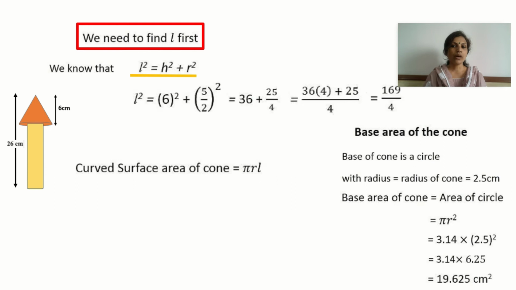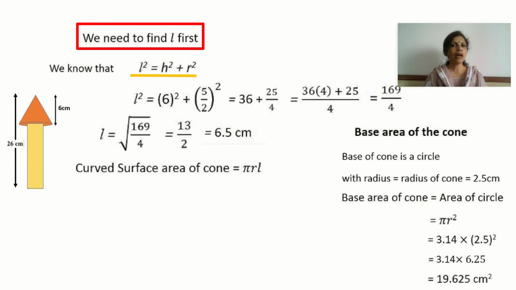You get 169 upon 4, that is L square. Alright, so L will be square root of 169 upon 4. Square root of 169 is 13, square root of 4 is 2. So you get the value of L as 13 upon 2. So 13 upon 2 is 6.5 centimeter.